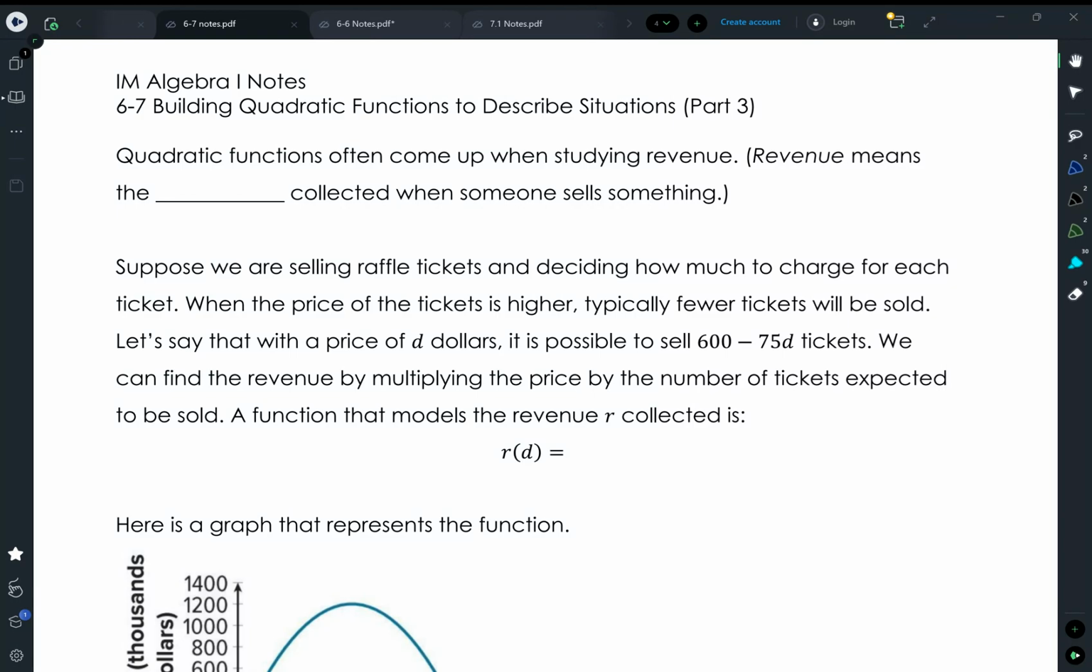So quadratic functions often come up when studying revenue. Revenue means the money collected when someone sells something. So it's profit. I guess not just profit, right? It's going to be all of the money that you get when you sell something.